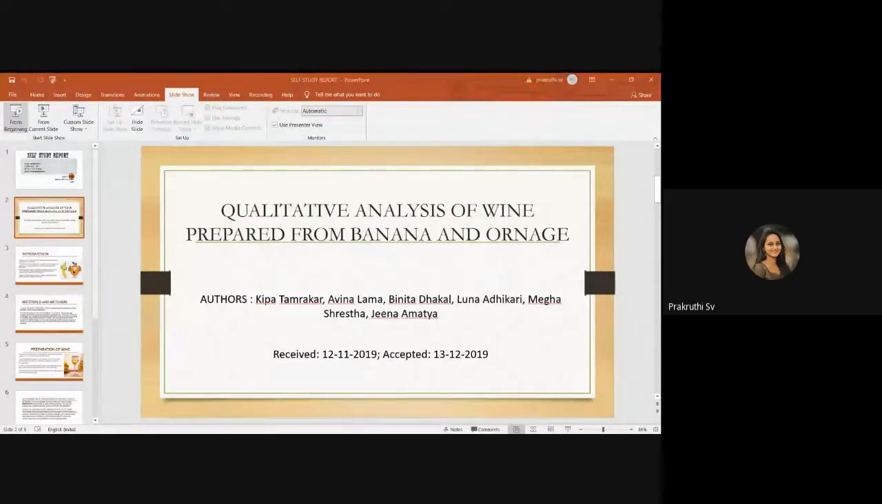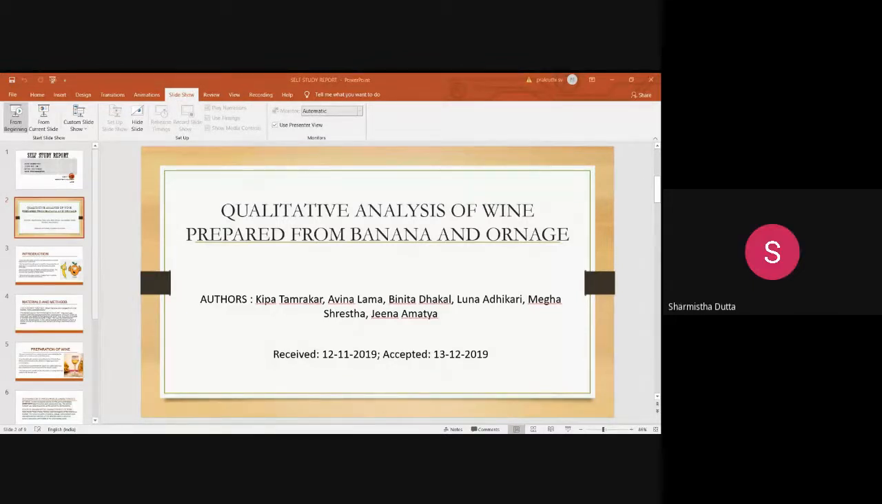Good morning, all. My article topic is qualitative analysis of wine prepared from banana and orange. Introduction. Various fruits have been used for the production of wine since the dawn of human civilization. The fermentation with yeast is used for the production of wine, which is considered one of the oldest alcoholic beverages. Usually grapes were taken as the substrate for winemaking, but in recent years preferences have been given to other fruits such as apricot, banana, citrus fruits, and so on. Banana and orange are highly perishable in nature. The fermentation is a low energy preservation process.